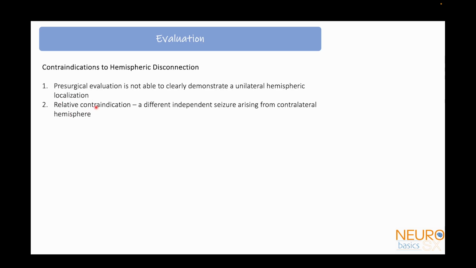Another relative contraindication would be where there's a different independent seizure which is arising from the contralateral hemisphere. If you do a hemispherotomy here, it will be able to take care of the primary seizure arising from that ipsilateral hemisphere, but the patient will continue to have other seizures arising from the other hemisphere.